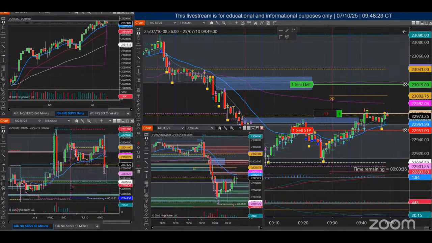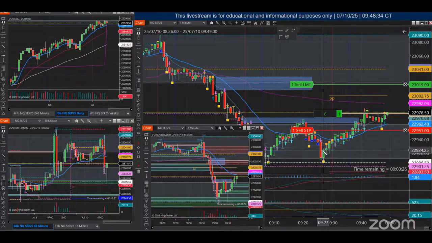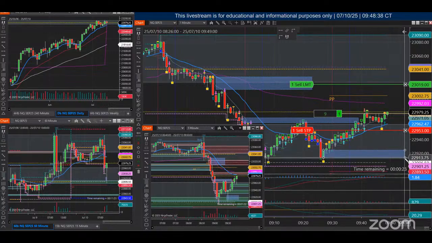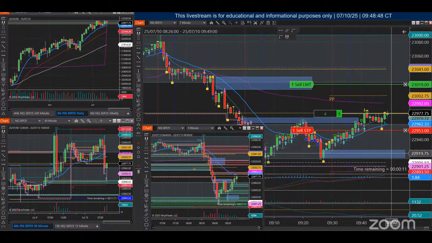So even here, it will make one more low to grab the liquidity. The liquidity on this side is still at this location. So ideally, if it is going to go higher, above VWAP, above pivot point and everything, it might come here to grab liquidity one more time.